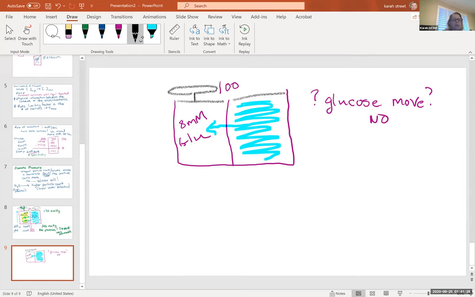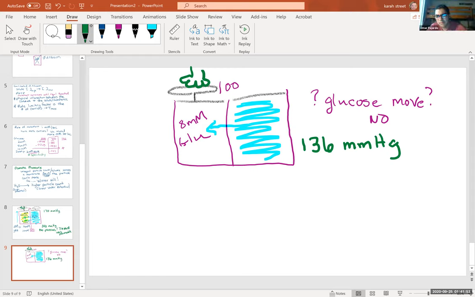And you know that you're going to have to apply a pressure to oppose the movement of water. How much pressure did you have to apply? 136. 136 millimeters of mercury worth of pressure. Okay. Well, so far the trend is what we expect.